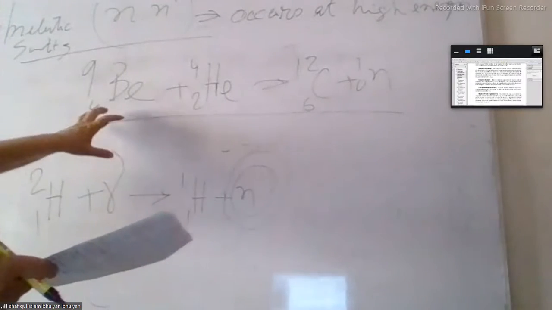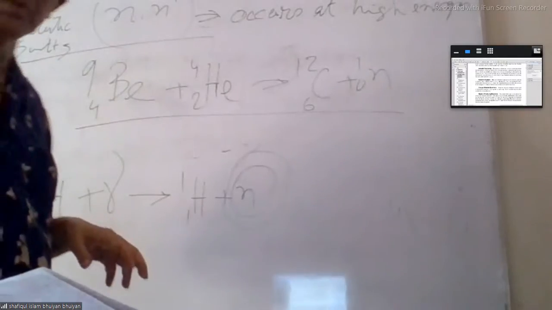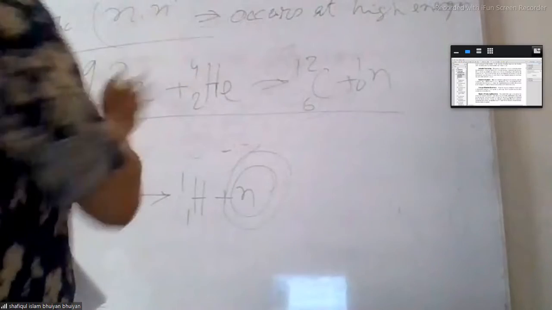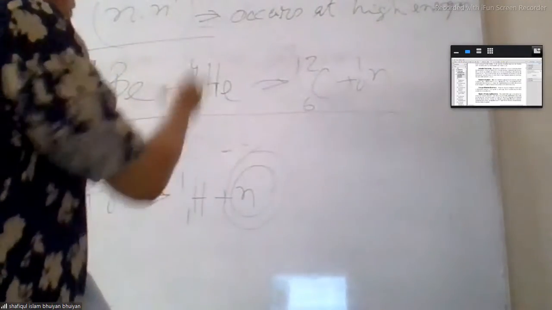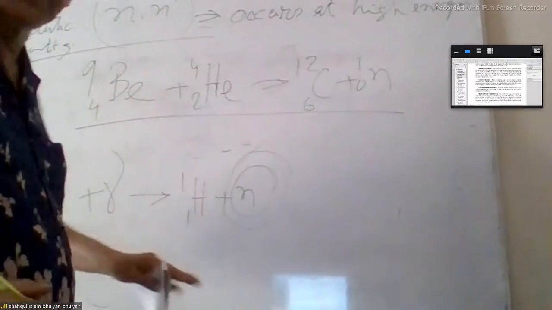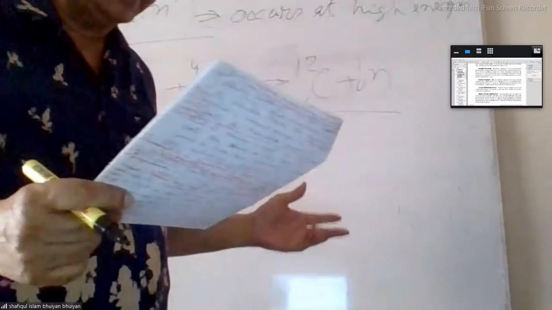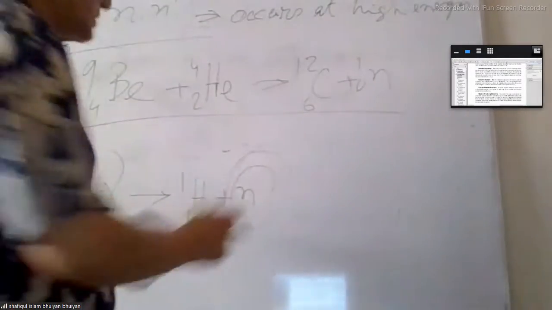So what you see is that for this beryllium reaction, we need a helium nucleus, that is the alpha particle. But where do you get the alpha particle, or the gamma radiation? For the beryllium reaction we need helium, and for the other reaction we need gamma. So we shall have to have a source of helium nuclei, and for this the gamma source. And this gamma source is antimony.